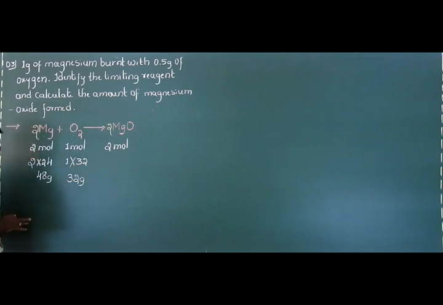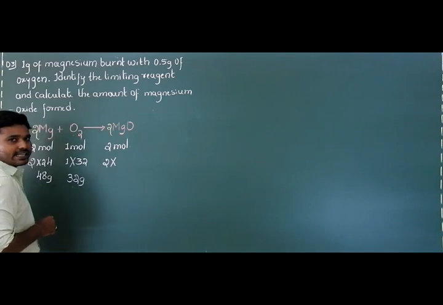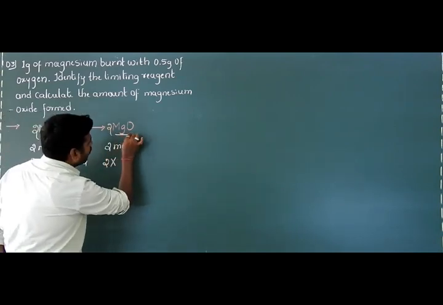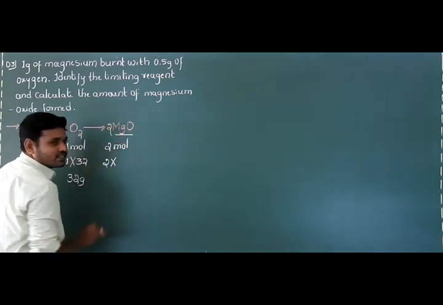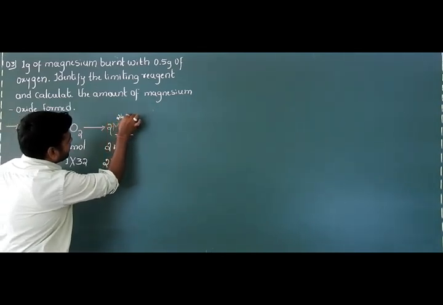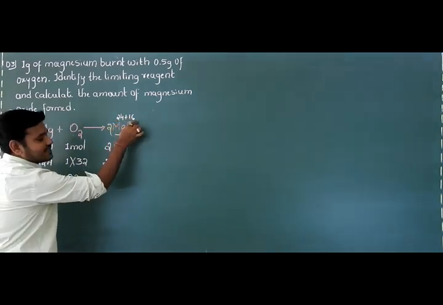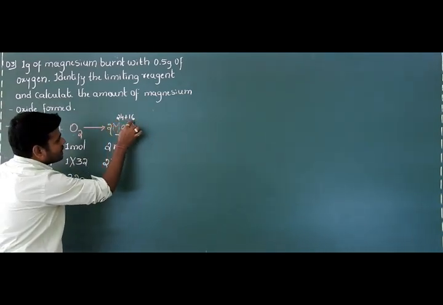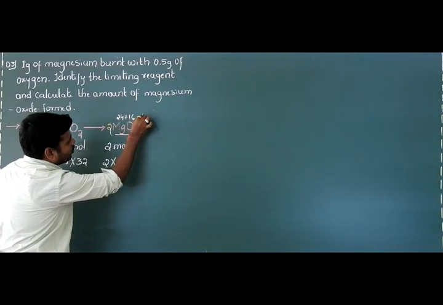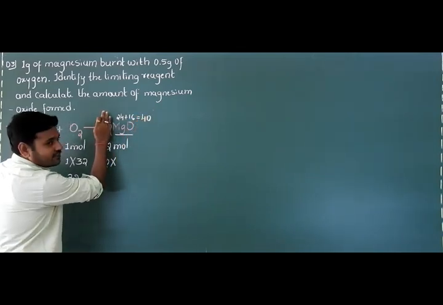Listen to this point carefully. It forms 2 moles of magnesium oxide, MgO. 1 magnesium and 1 oxygen. Atomic mass of magnesium is 24 and atomic mass of oxygen is 16. So 24 plus 16 is equal to 40. The molecular mass of magnesium oxide is 40.